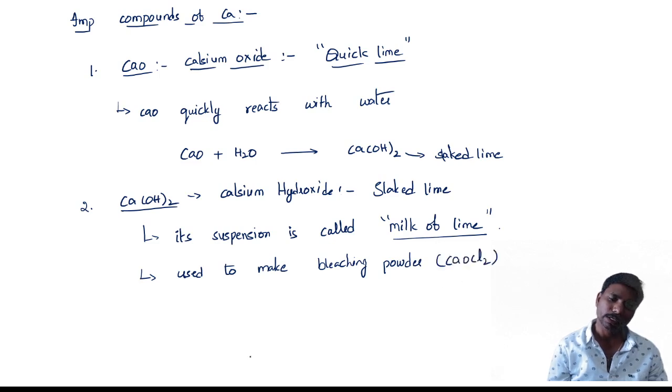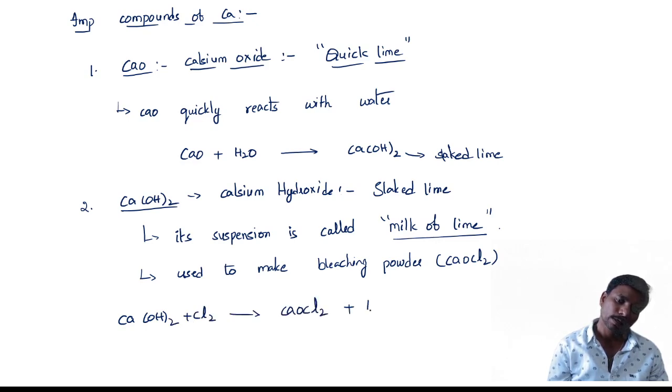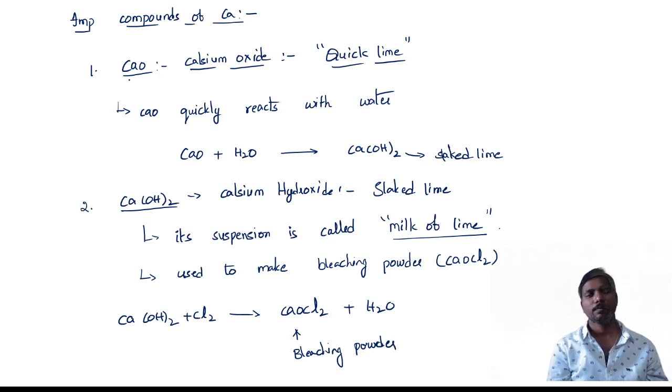Calcium oxychloride, CaOCl2. Whenever this calcium hydroxide reacts with chlorine, it gives calcium oxychloride plus H2O. So it is called bleaching powder. All these formulas are very important. Quicklime, calcium oxide, CaO; slaked lime, calcium hydroxide, or milk of lime, calcium hydroxide. We use it to make bleaching powder. Bleaching powder chemical formula CaOCl2.